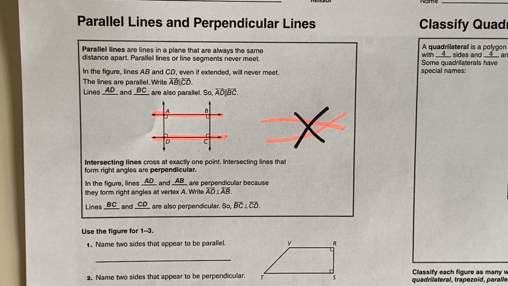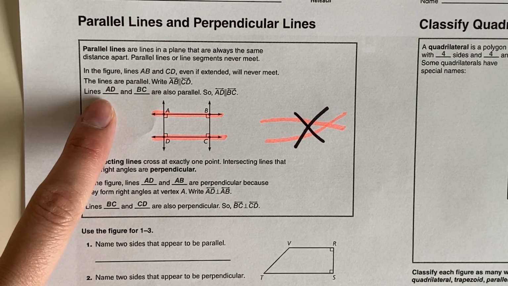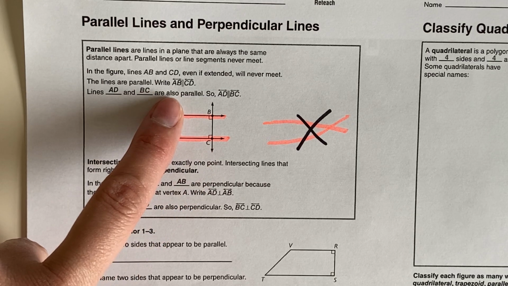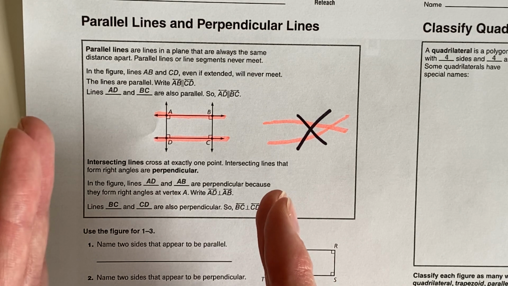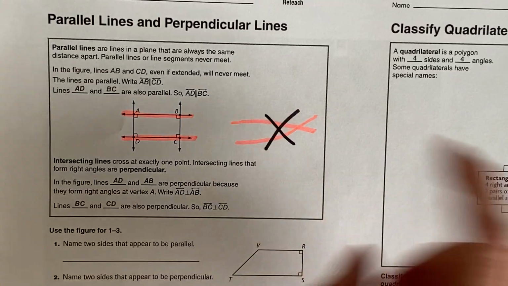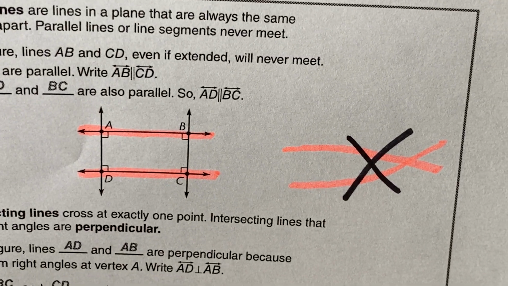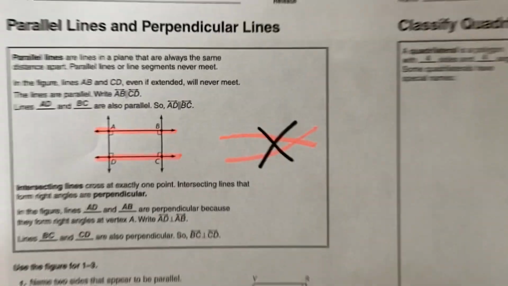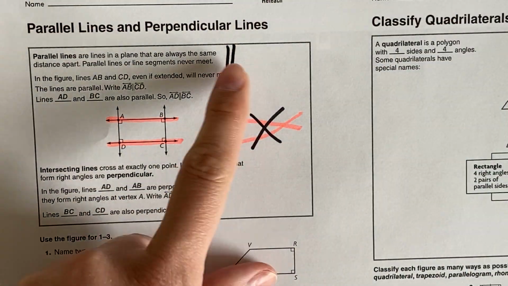Let me get a different color here. Oh, it also says lines AD and BC are also parallel. They will keep going up and down the same distance apart the whole time. They will never cross. The way to show this, you can see in between AB and CD are two lines. In between AD and BC are the same two lines. That means they're parallel. So if you see this symbol, it means parallel lines.